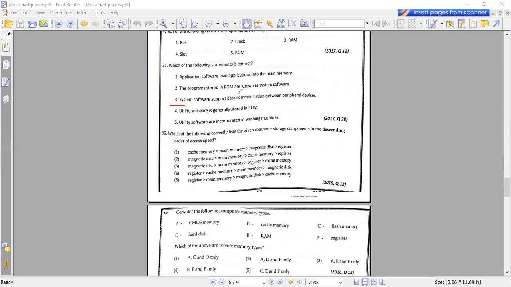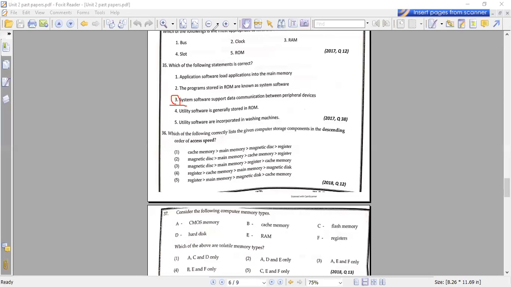So no, that one is wrong. Application software loaded application, right. So this is the best answer. Third answer is the best answer: system software supports data communication between peripheral devices. So hardware can be addressed by using system software like operating systems.